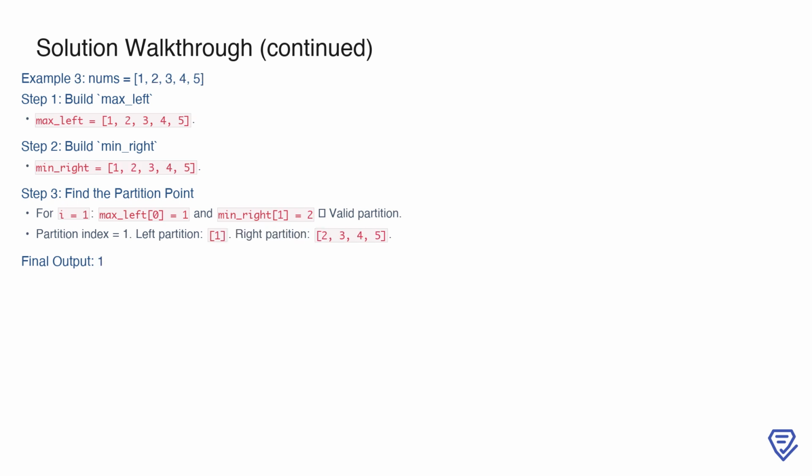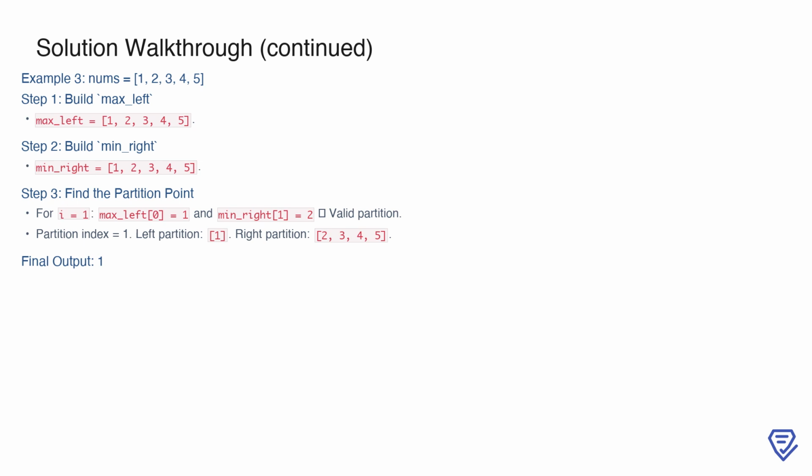For the final example, let's consider nums equals 1, 2, 3, 4, 5. First, we construct max_left, which in this case is simply 1, 2, 3, 4, 5, since each element is greater than or equal to the previous one. Similarly, min_right is 1, 2, 3, 4, 5, because each element is less than or equal to the next one.